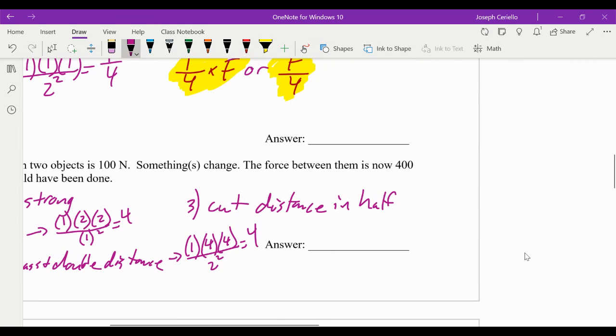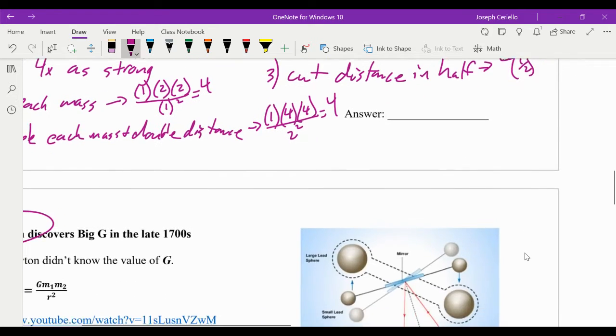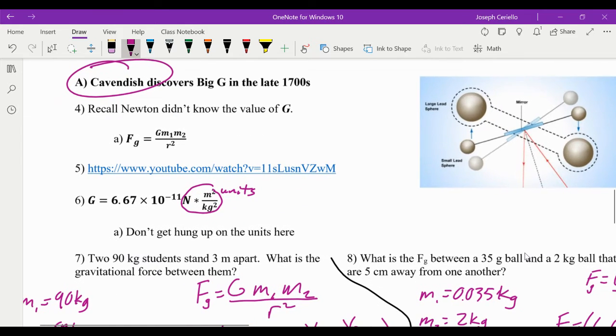What if we cut the distance in half? This one's a little bit tougher. Always working with the denominator is tough, especially when it's a fraction. So 1, 1, 1, because nothing up top changes, but the distance is half of what it was. Don't forget to square it, and that comes out to be 4 as well. Okay, because 1 over 1/4 is 4. So many different answers.